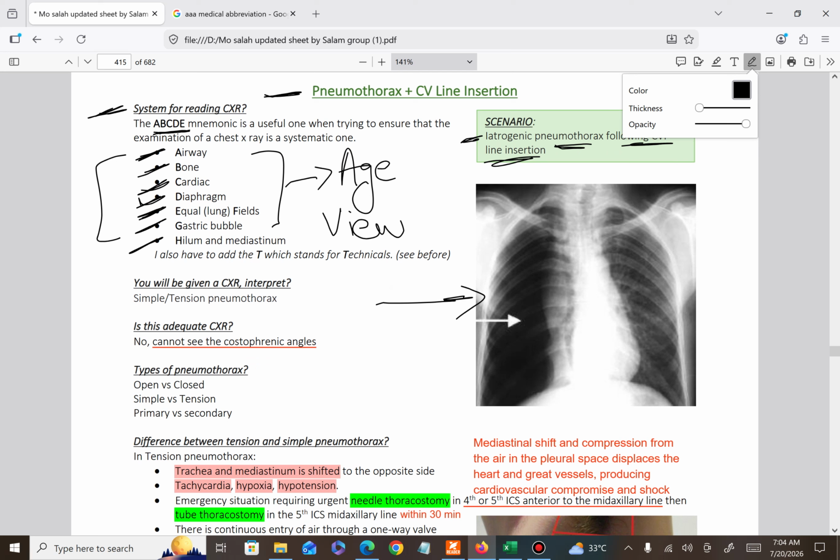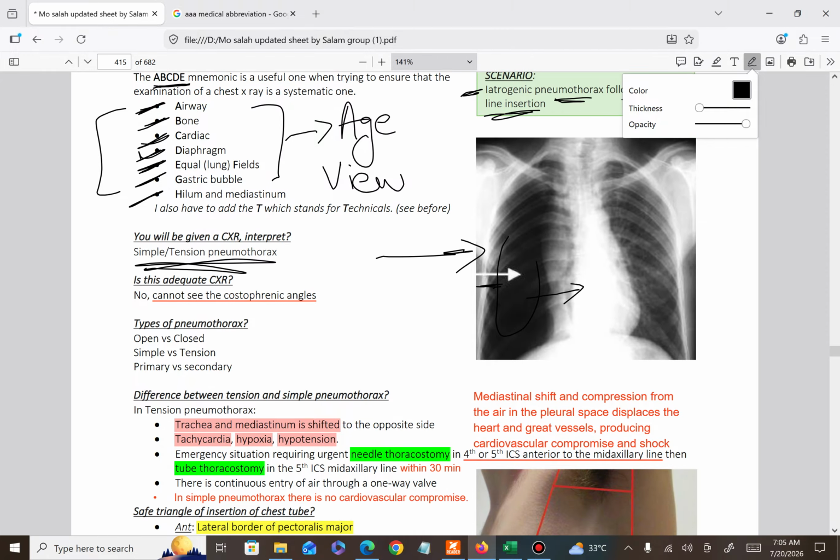Okay, there is air. This is air which shifts and compresses the mediastinum, which can displace the heart and other vessels, producing the pneumothorax. Okay, so the diagnosis will be simple or tension pneumothorax. Is this an adequate chest X-ray? No, because we cannot see the costophrenic angle.